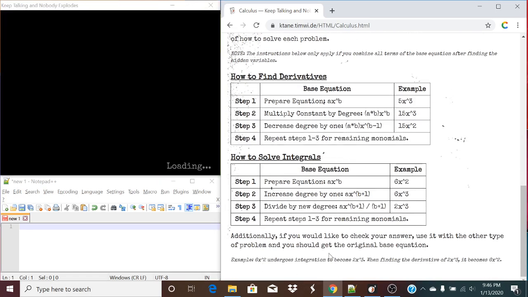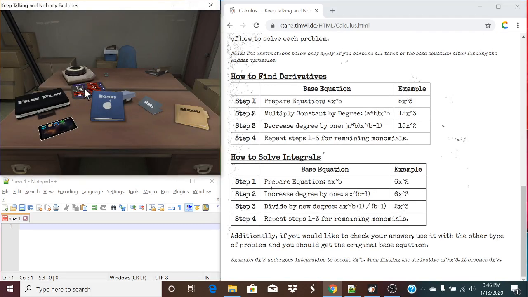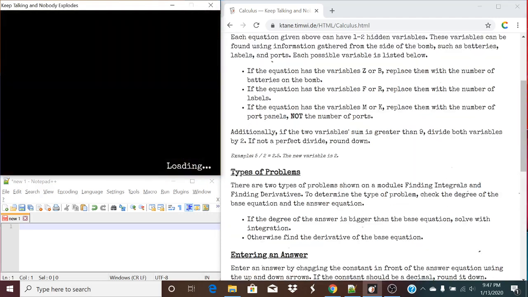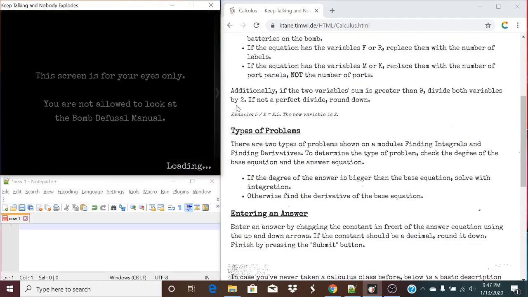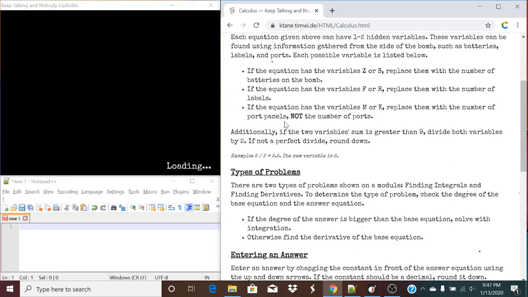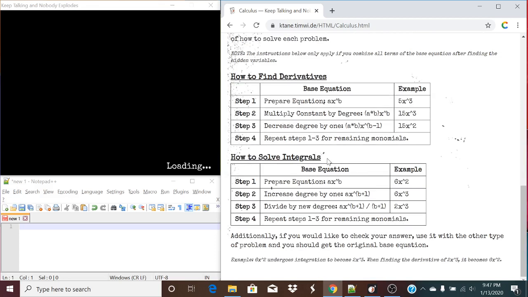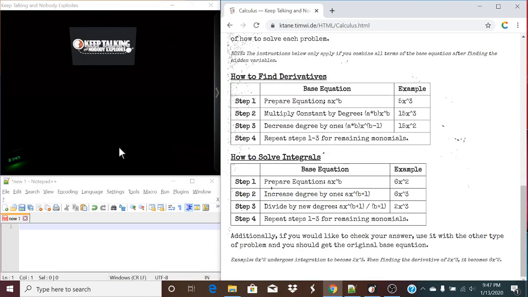Now, if you were to ever happen to get a weird division, you would simply round down, as it says up here. If it's not a perfect divide, round down. Although I haven't seen a case where it isn't a perfect divide, but then again, I don't do this module that much.